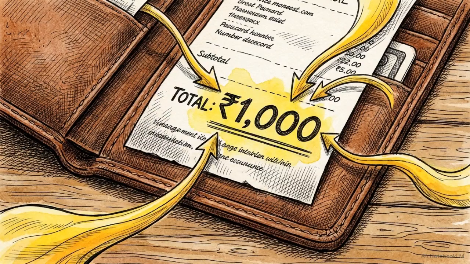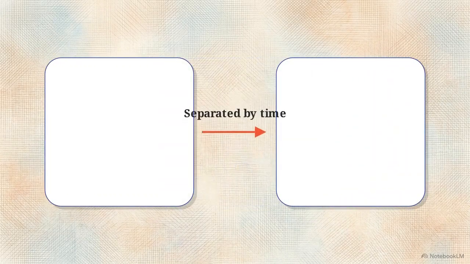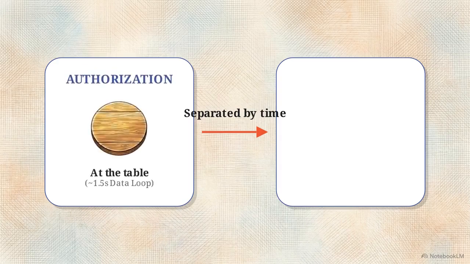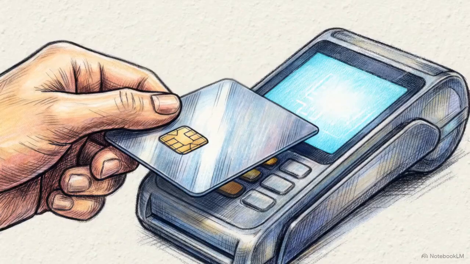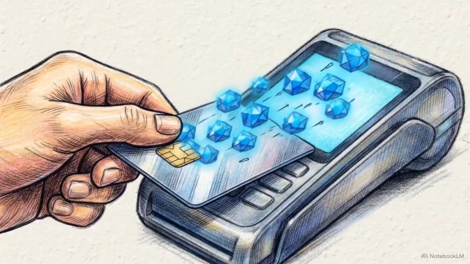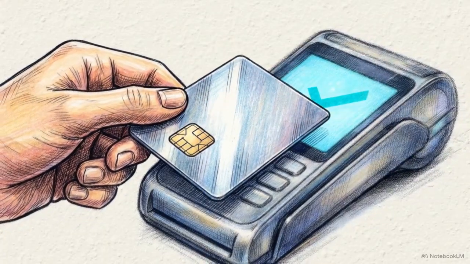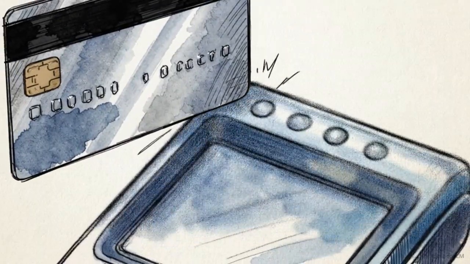Consider a standard 1,000 rupee payment for dinner at a local restaurant in Bengaluru. That payment is split into 2 completely separate financial events, separated by time. There is the authorization, which happens at the table, and the settlement, which happens the next business day. When you tap your card against the machine, you are initiating a pure exchange of data, 0 capital moves during this interaction. The authorization phase lasts about 1.5 seconds.